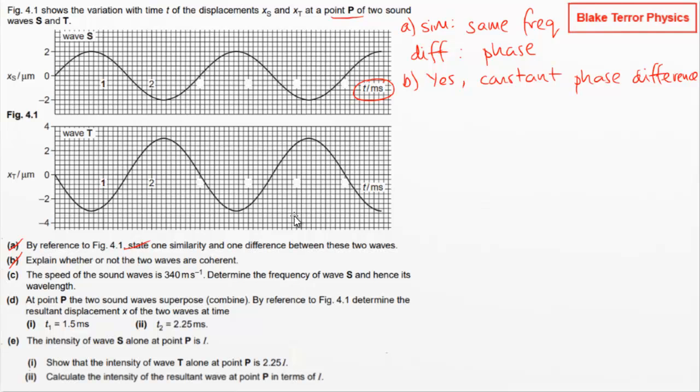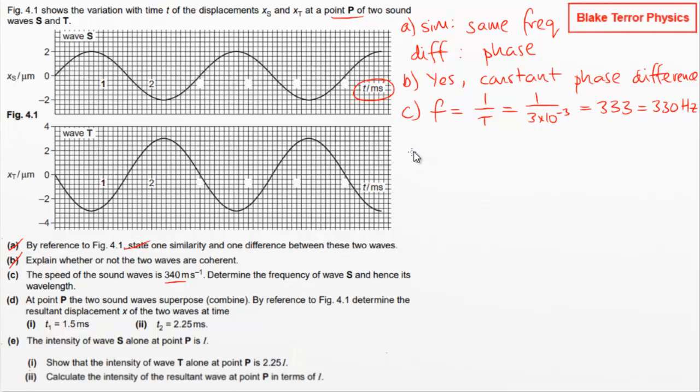Determine the frequency of wave S and its wavelength. So the frequency is 1 over the period. The period is 3 milliseconds. So we've got 1 over 3 times 10 to the minus 3. So that's going to be 333. But we've got 2 sig fig there, and we're reading something off of a graph. So let's say 330 hertz.